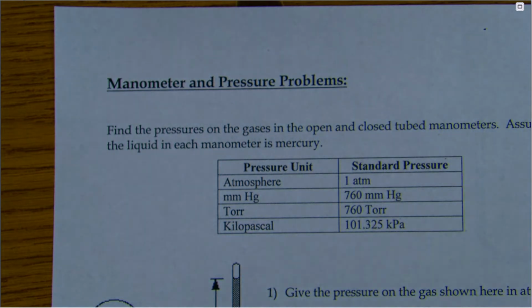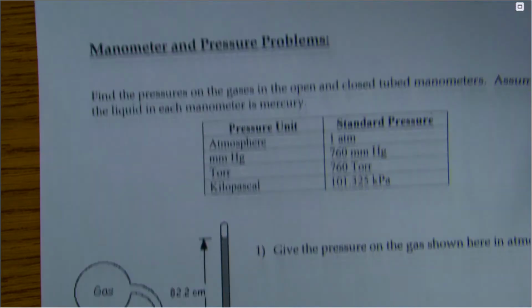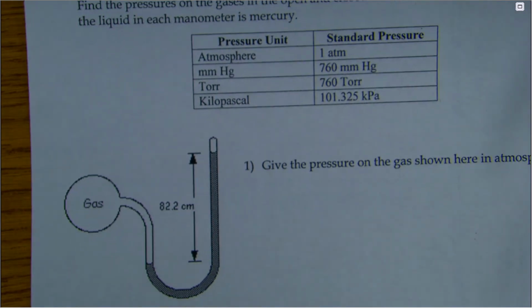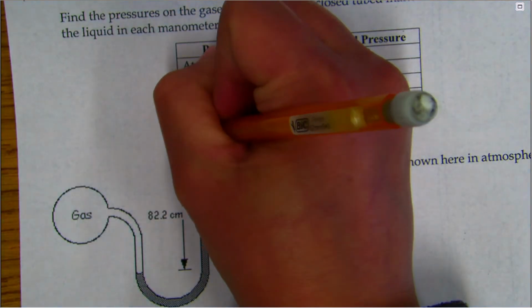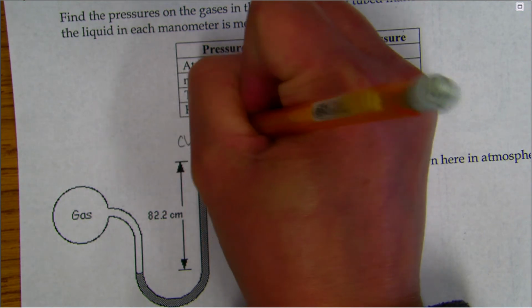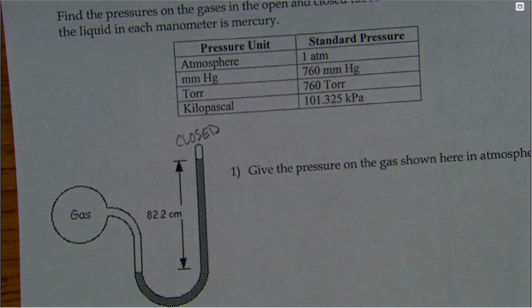So today's lesson is going to be on manometers. And manometers are a way that we can use to measure the pressure of gases. Manometers can be one of two ways. They can be closed, like in this first example. Okay? So in this example, they are closed.